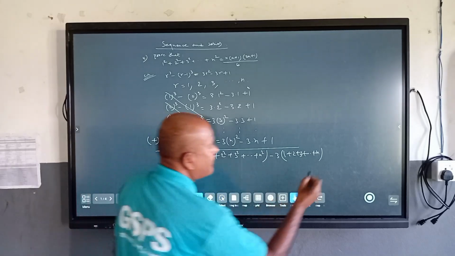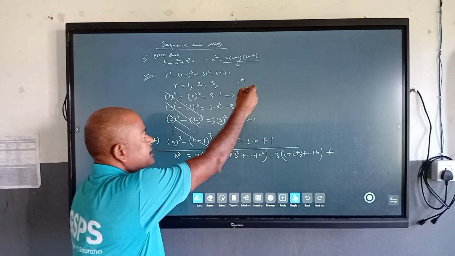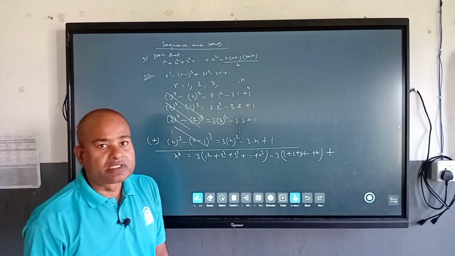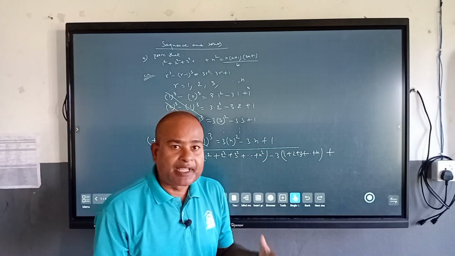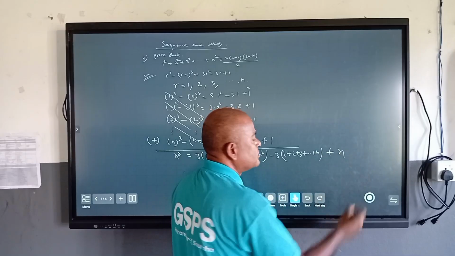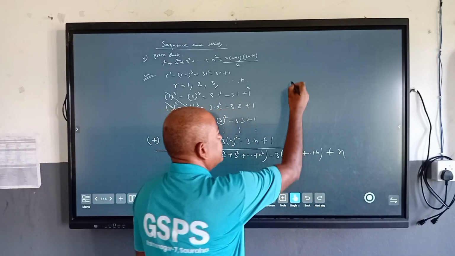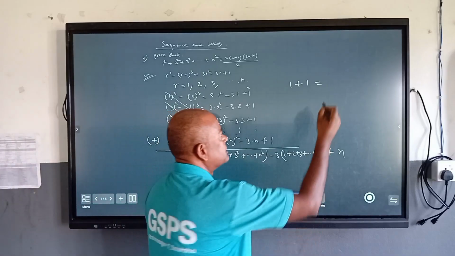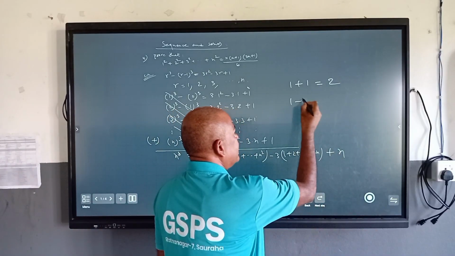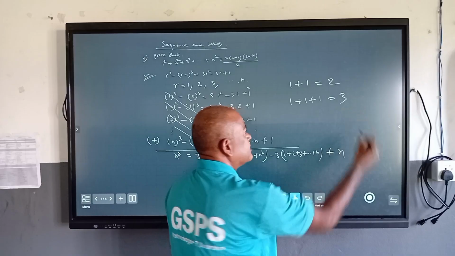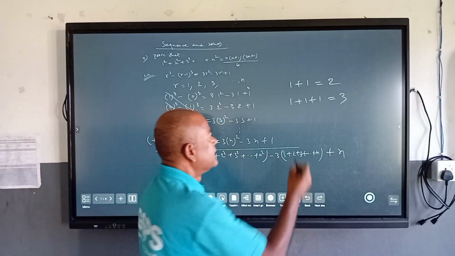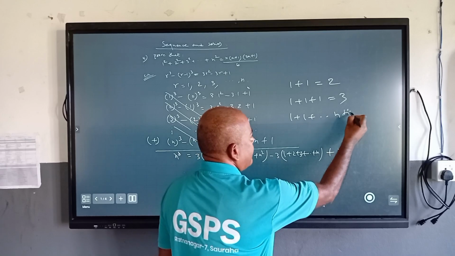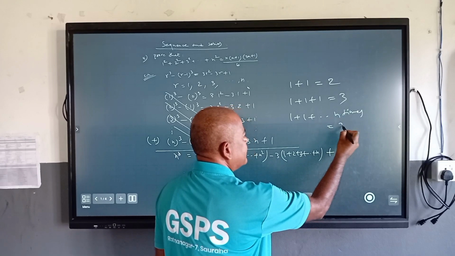Dear students, now if we add all the constants, which is 1, so if we add 1 n times, then the sum will be equal to n. Dear students, if we add 1 two times, then the sum will be 2. If we add 1 three times, then the sum will be 3. If we add 1 n times, then the sum will be n.